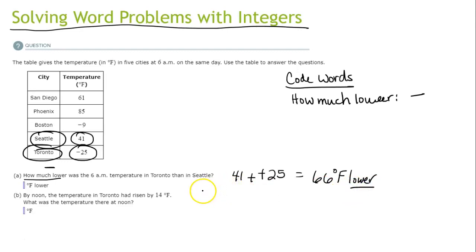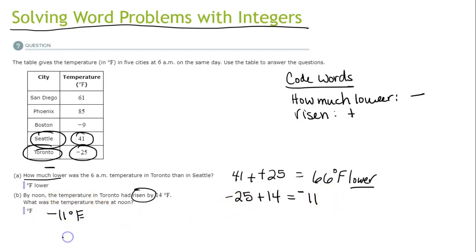For B, by noon, the temperature in Toronto had risen. If you see the word risen, that means you're going to be adding there. So the temperature in Toronto was -25 and it had risen by 14 degrees. Now it says, what was the temperature there at noon? Well, no reason to do keep, change, change. It's already addition. The signs are different, so I subtract. That gives me 11 degrees, and I keep the sign of the larger number. This time I'm not finding the distance between two things. I'm actually finding the temperature itself, so I do need the negative on there. So it's -11 degrees Fahrenheit for that one.